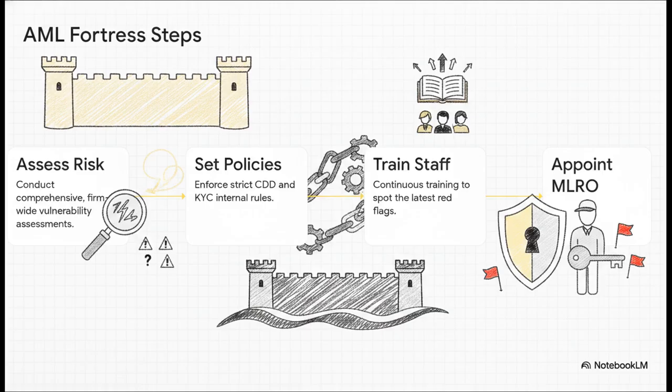But crucially, it requires the appointment of a money laundering reporting officer, or MLRO. This designated expert is the exact person you go to the second you spot a red flag. They take on the heavy burden of deciding whether to officially report the suspicion to the authorities. They act as the final, ultimate gatekeeper for your firm.